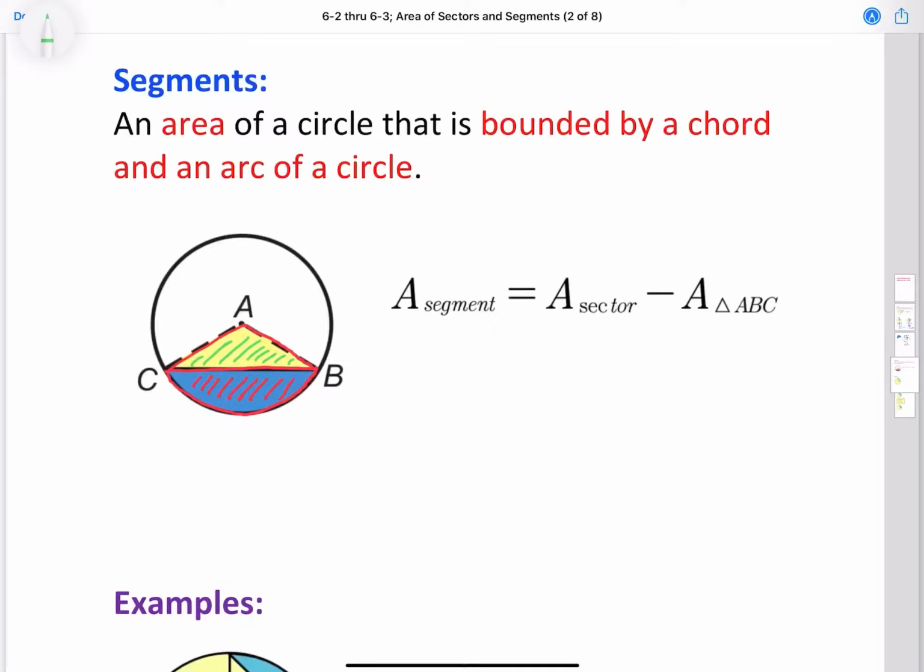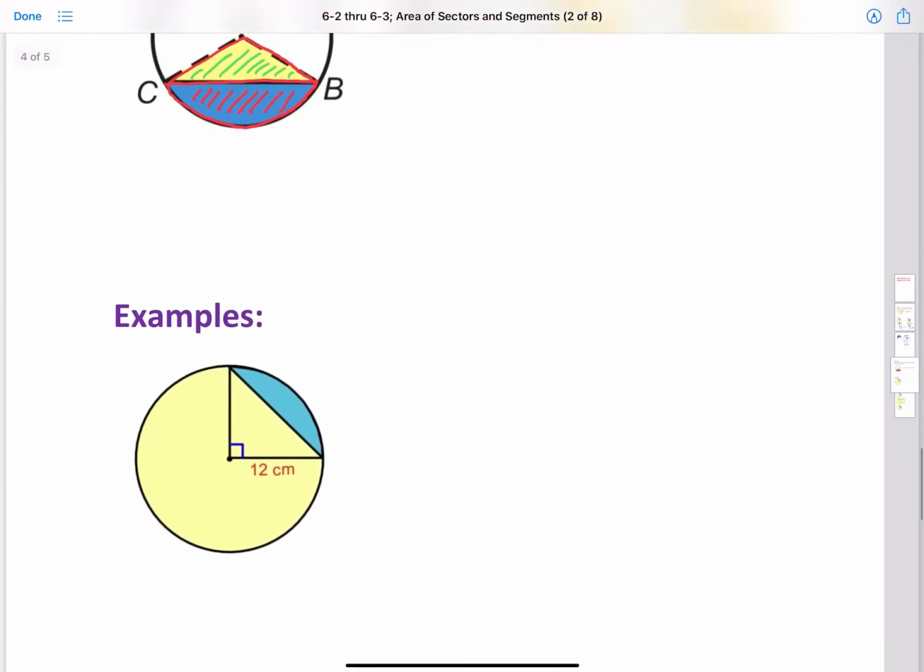So let's go ahead and take a look at how we do this. Basically, once again, here's our formula: it's the area of the sector minus the area of that triangle. Let's try that out with this next example right over here.